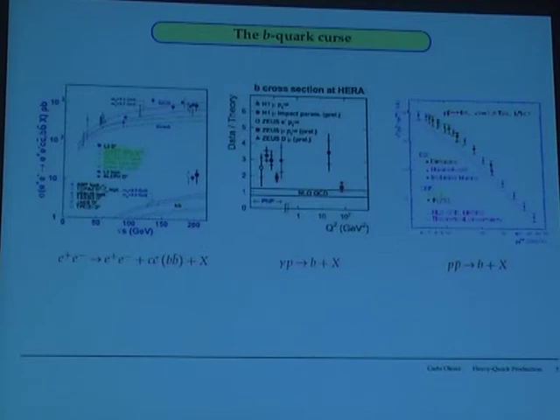So it's really a problem, because I said before that you expect that when you go from the charm to the bottom, things should get better, because you have a heavier object. Instead, it's not like that. What's happening? What's going wrong?